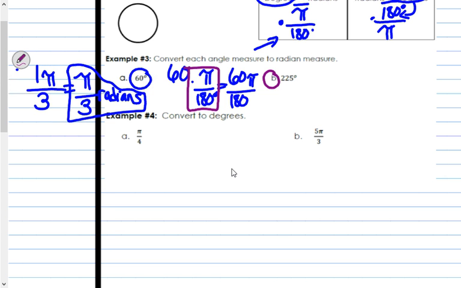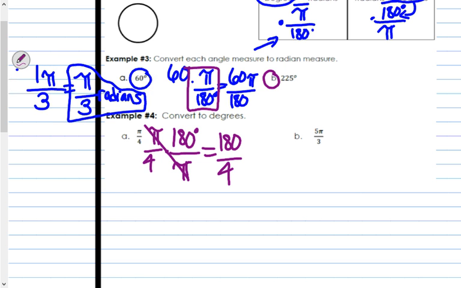We're going to get rid of the pi, and so we're going to multiply pi over 4 times 180 degrees over pi. So I want to get rid of the radians. I want to get rid of the pi. So that equals 180 over 4. 180 divided by 4 is 45 degrees. So pi over 4 radians is the same thing.